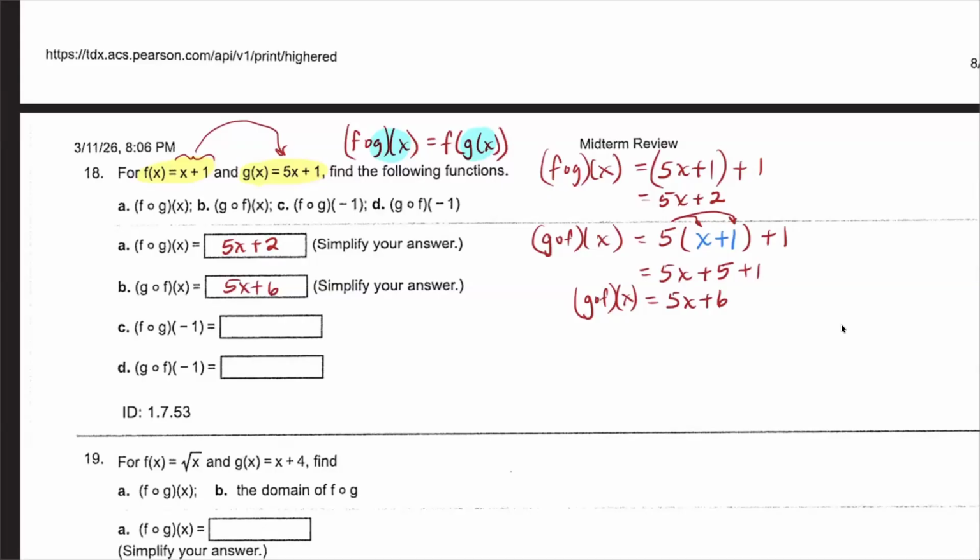So now that you found f composed on g and g composed on f, now they want you to evaluate those two composite functions. So I will highlight what we have over here. 5x plus 2 is our f composed on g. 5x plus 6 is g composed on to f. But now they want you to evaluate each one of those at negative 1. So it just means plug a negative 1 in there. So maybe I can separate.